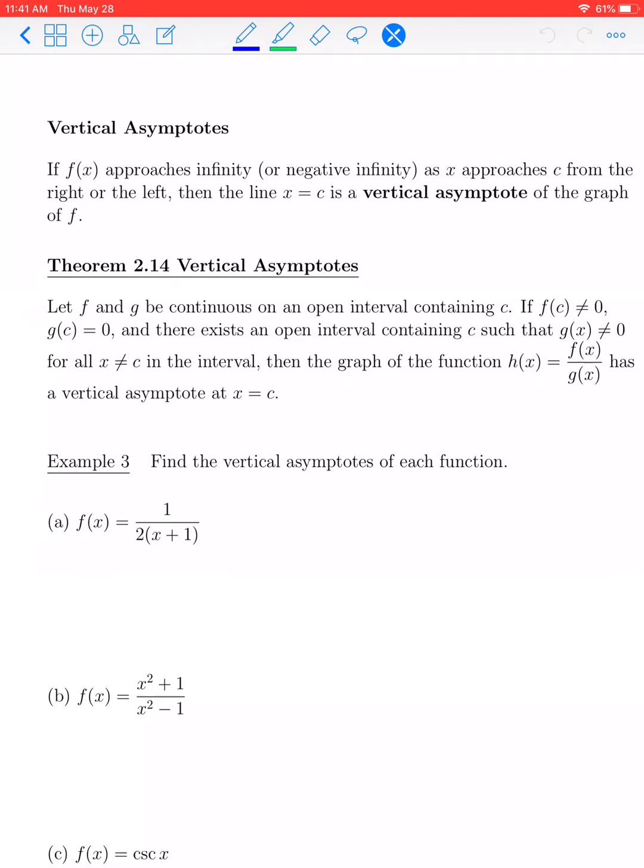Theorem 2.14 gives us some insight into vertical asymptotes. Let's suppose that f and g are continuous on an open interval containing c, and let's suppose that f of c is not equal to 0, but that g of c does equal 0. And that there also exists an open interval containing c such that g of x is not equal to 0 for all x different from c in the interval. Then the graph of the function h of x, which is equal to f divided by g, has a vertical asymptote at x equals c. This is a very powerful result.